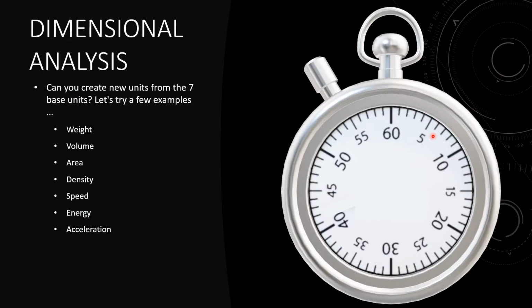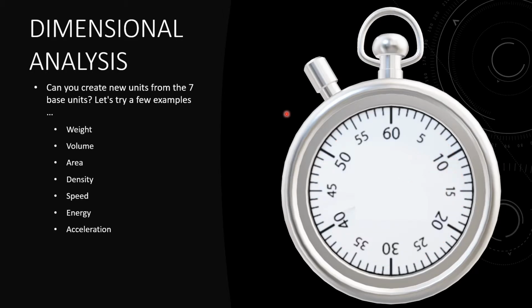So the next part that we were going to talk about was dimensional analysis. What I had actually planned for you was that you would be doing this on your own. So there would be a timer, and you would go onto the internet and try to find what these different quantities are: area, volume, weight, density, speed, energy, acceleration, and what those units are.